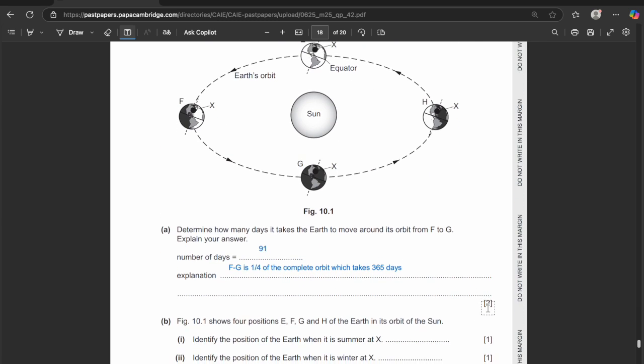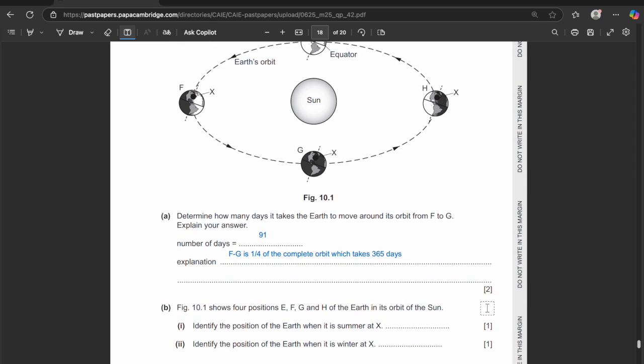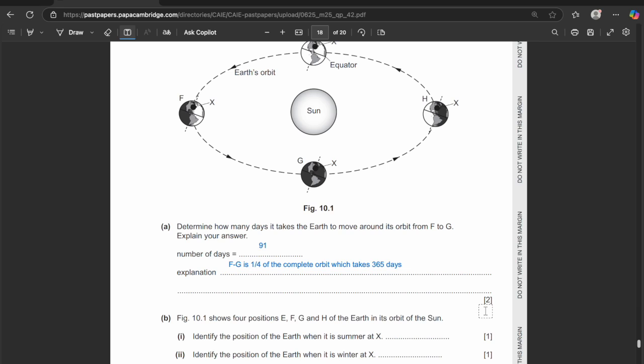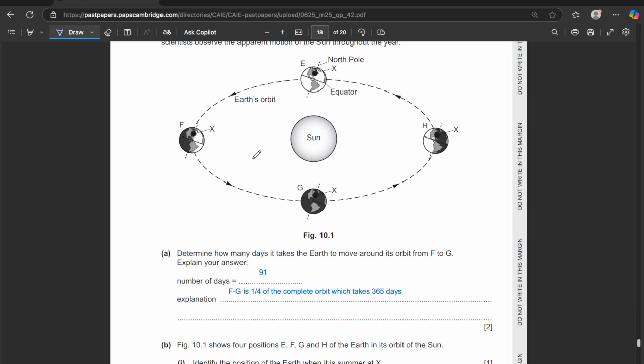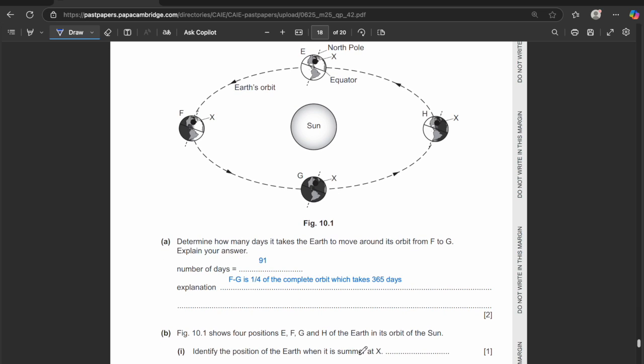Figure 10.1 shows 4 positions E, F, G, H of the Earth in its orbit of the Sun. Identify the position of the Earth when it is summer at X. So the Earth is tilted, and that is why we get seasons. If it is nearer the Sun, it will be summer. So when it is summer at X in the northern hemisphere, this is closest to the Sun, so you can write F.